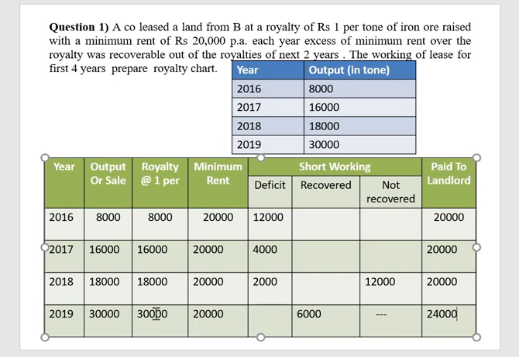Is it clear? But if royalty is more than minimum rent, then the profit will not be recorded here. We are not recording it in the deficit because deficit is nothing but a loss. So whatever profit we have is to be used for recovery of the losses. Understood? Then I will come to the recovery. Recovery is most and most important, so it depends on the problem.